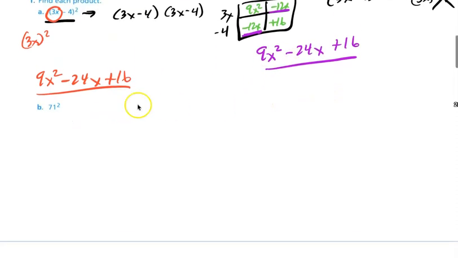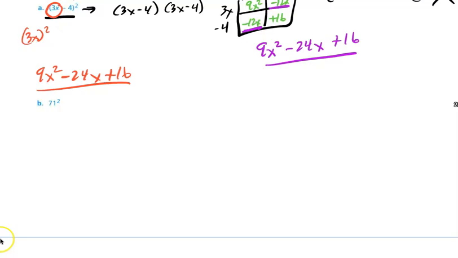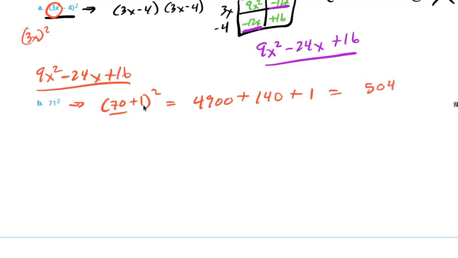And you can actually do the same thing here if you want to, with this like a squaring. So instead of trying to multiply 71, you can also just break it down to 70 plus 1 squared. Then you use the formula. 70 squared is 4900. 70 times 1 is 70, times 2 would be 1400, plus 1 squared. You get all that. And then if you add it all together, you would get 5041.